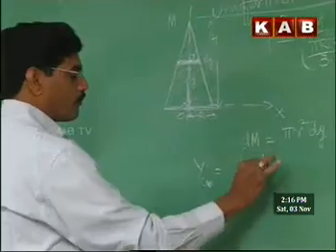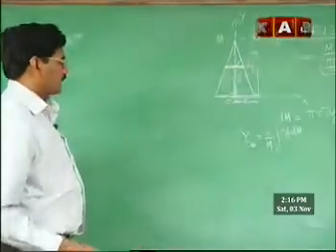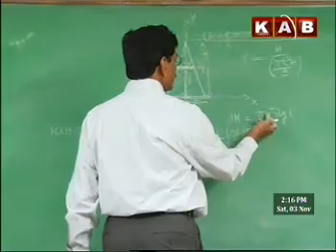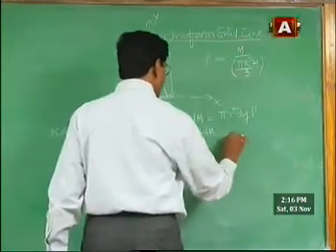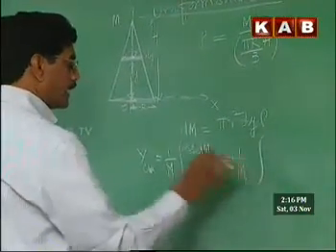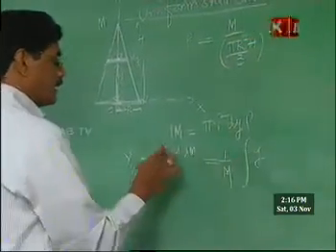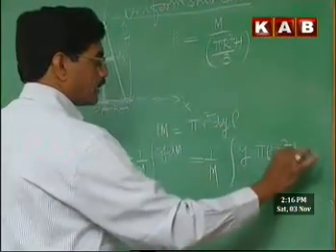Like this, the center of mass of the entire cone is the integral of y dm times 1 by m, as per the definition. Here y is the y-coordinate of the center of mass of the disc. So, 1 by m integral y dm, where dm is pi rho r square dy.